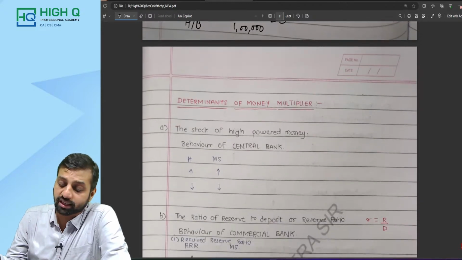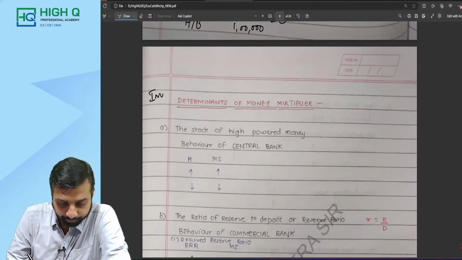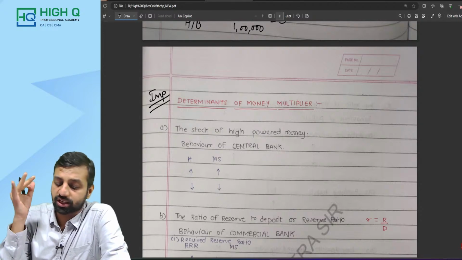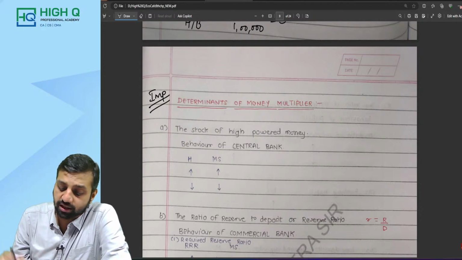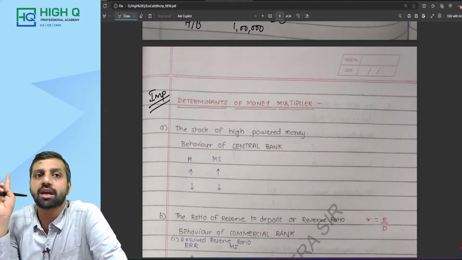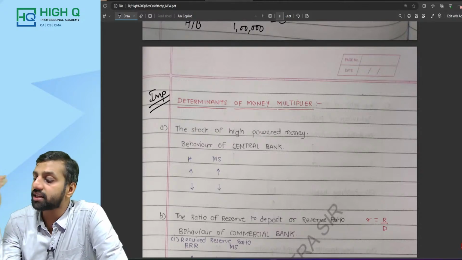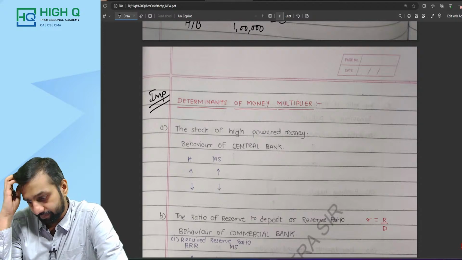Now, what are the determinants of money multiplier? That depends on 3 behaviors. First is the behavior of the central bank, second is the behavior of commercial banks, and third is the behavior of the public.